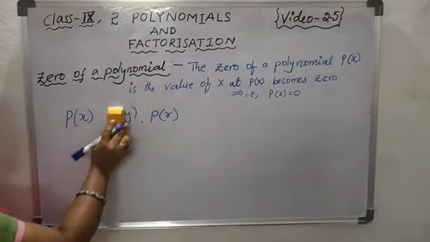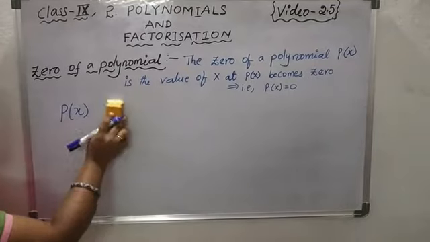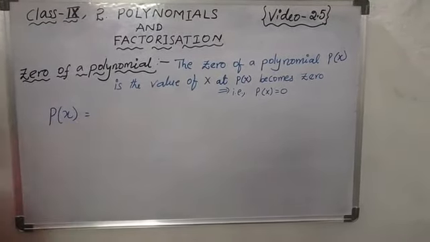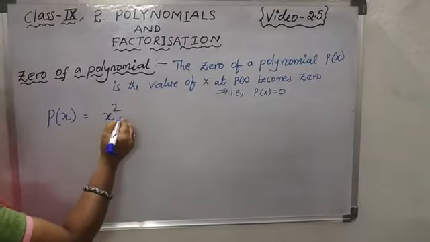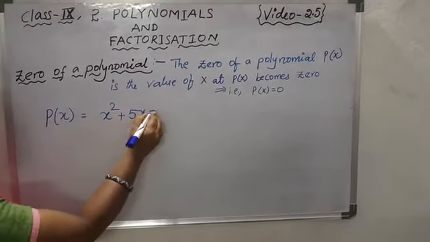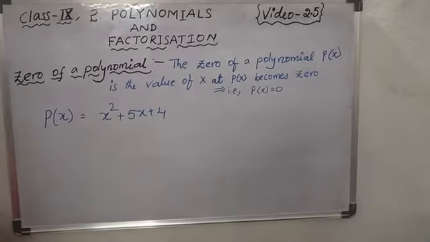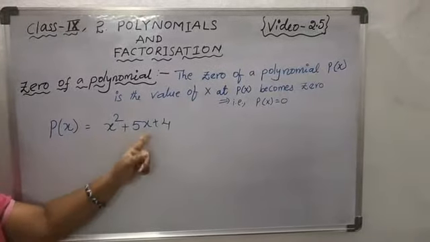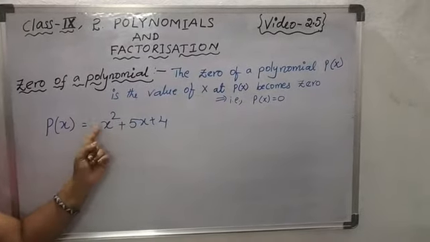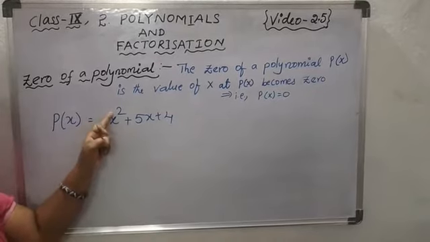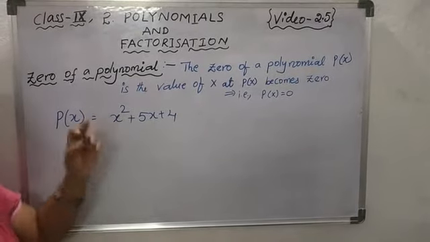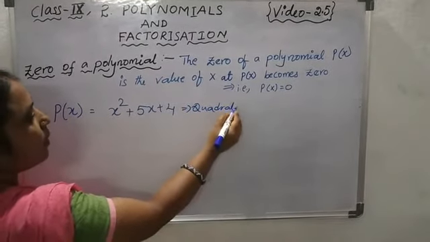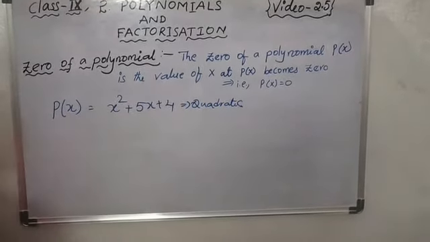Okay children? So here I am taking p of x. This p of x means polynomial in the x variable. We can consider p of x is equal to x square plus 5x plus 4. This is one example of a polynomial. Here observe p of x: we are using only one variable x. And moreover, the degree of this polynomial is 2. The highest degree is 2, so it is a quadratic polynomial.